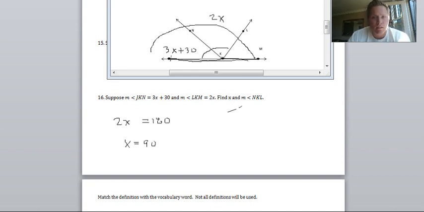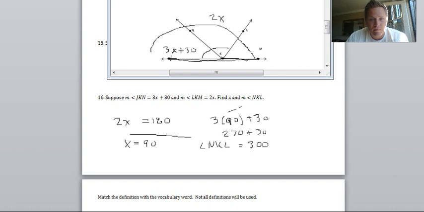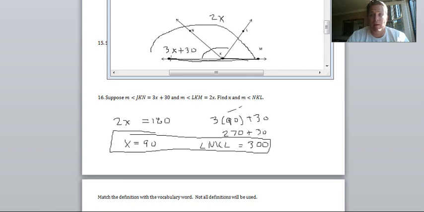But I wanted to find x, so there's 1, and I want to know NKL. Well, we have this 3 times x plus 30, and we know x is 90. So we're going to get 270 plus 30. When I add those together, this angle NKL is going to equal 300 degrees. Okay. So again, I'm looking for a straight angle right here that helped me solve that problem.